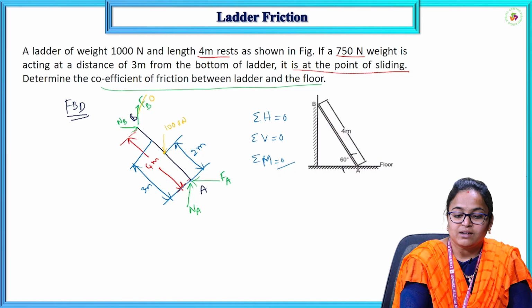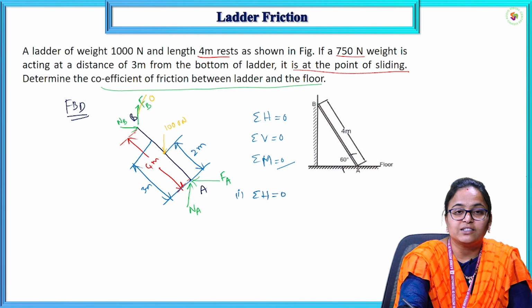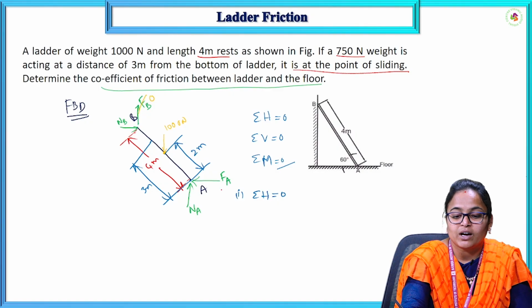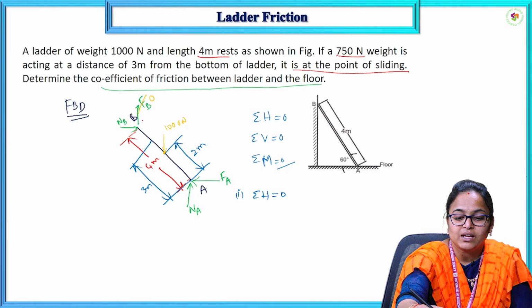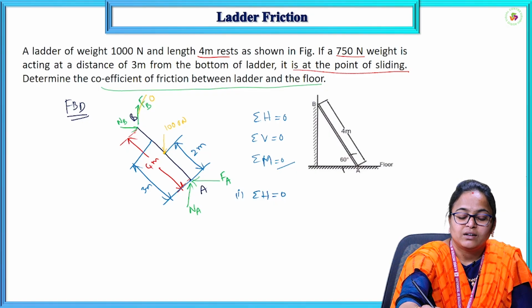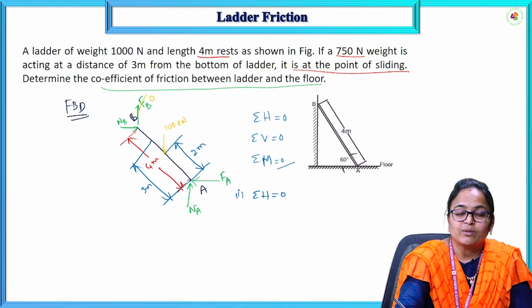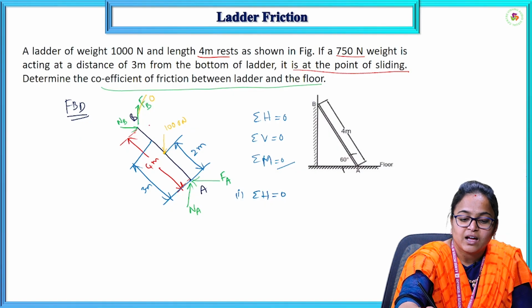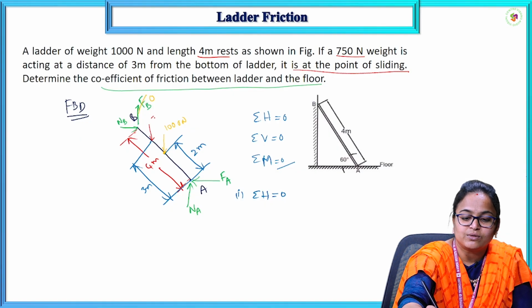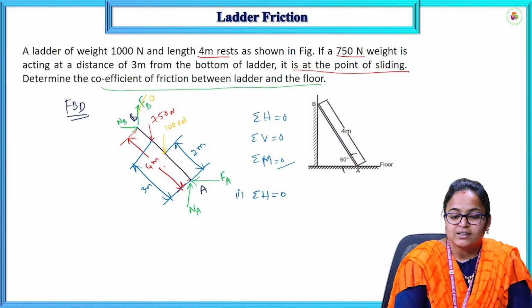So, now we will apply the equilibrium equations one by one. First, we will take sigma H equal to 0. What are the horizontal forces acting on the ladder? At point A we have FA, and at point B we have NB. The vertical forces are 1000 newtons, that is the self weight of the ladder, and the normal reaction at A, and there is an additional weight of 750 newtons acting at 3 meters from the bottom of the ladder.